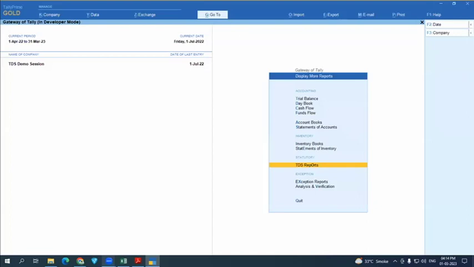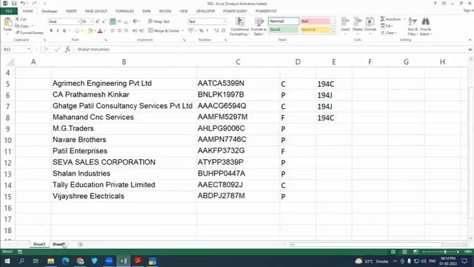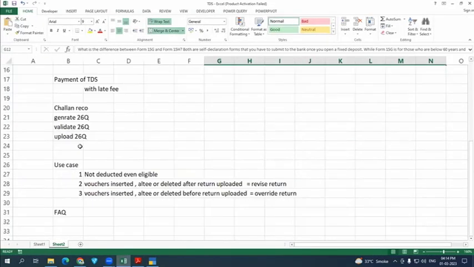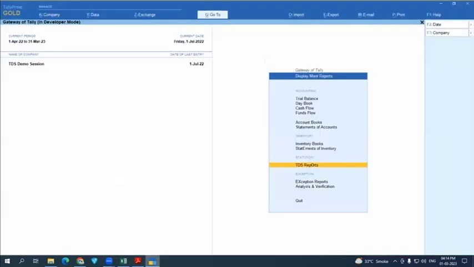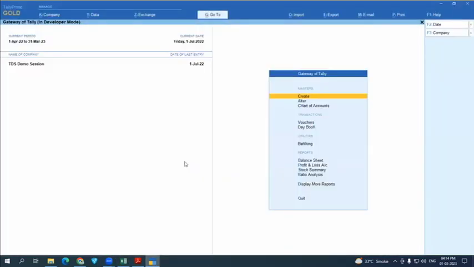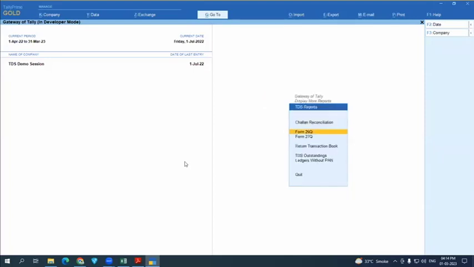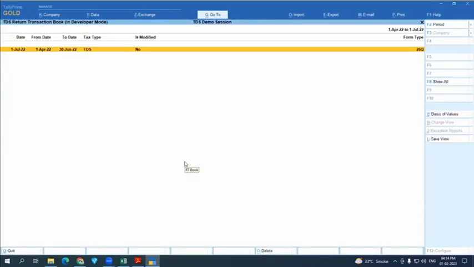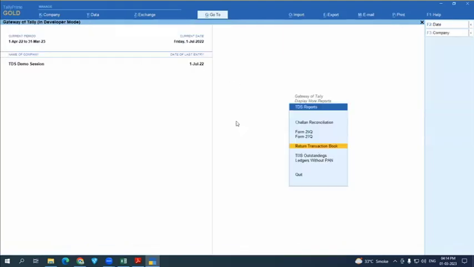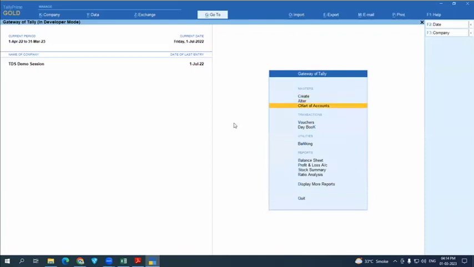Next scenario, I think it will not fit in my time frame. Let's take one slightly fast. Suppose after return filing, display statutory report, TDS returns, 26Q. Here is the return transaction book, and you can see whether the return is revised, original or saved. That is maintained by Tally. Is modified? No. See here, is modified? No.